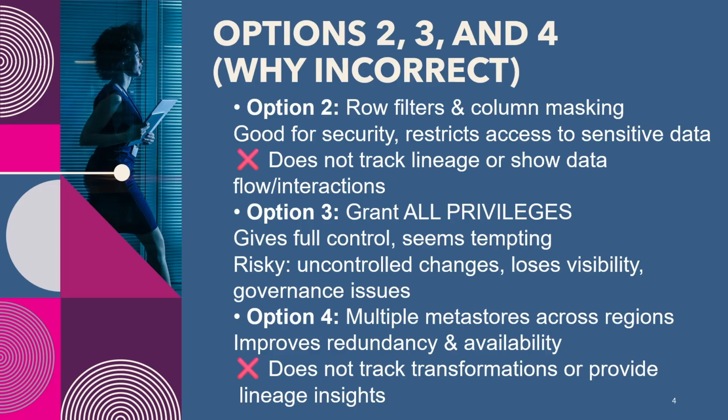Option 3 is a little tempting at first glance. Granting all privileges on everything. Sounds like ultimate control, right? But you might be wondering why that's risky. Well, it opens up the system to uncontrolled changes, which is exactly what governance and compliance frameworks try to prevent. You could lose visibility on who did what, which totally defeats the purpose of tracking lineage.